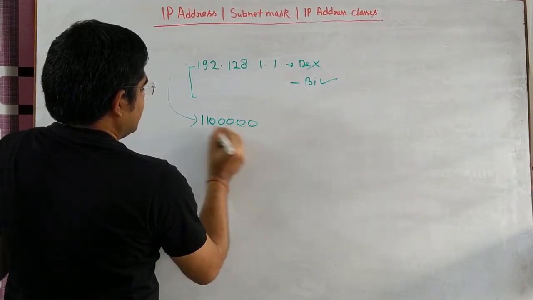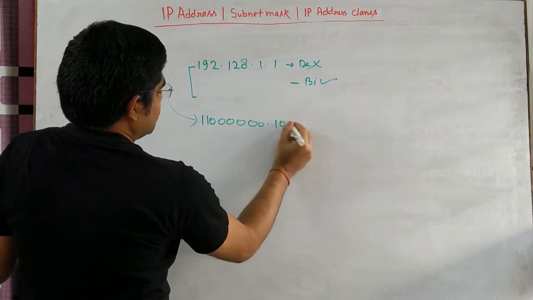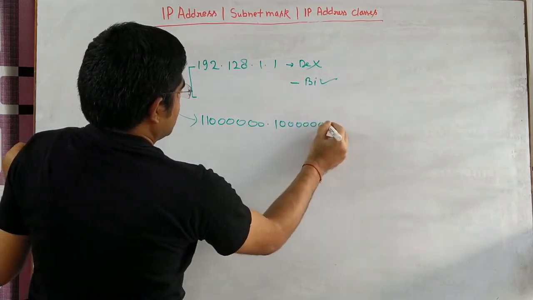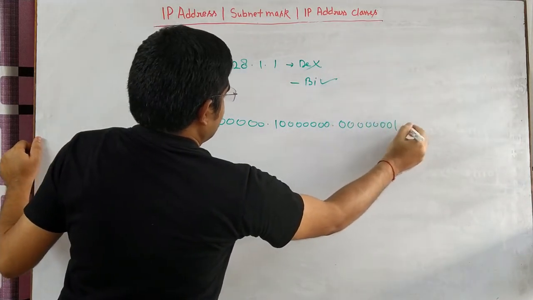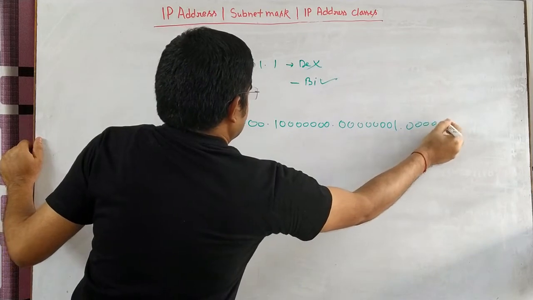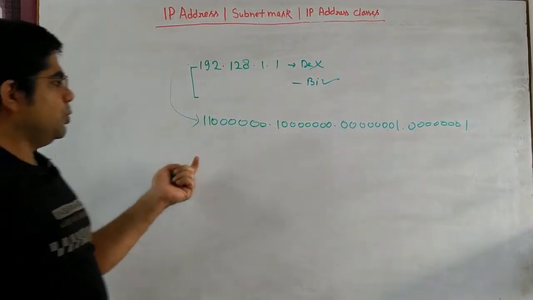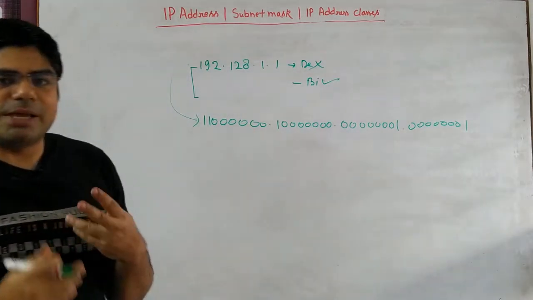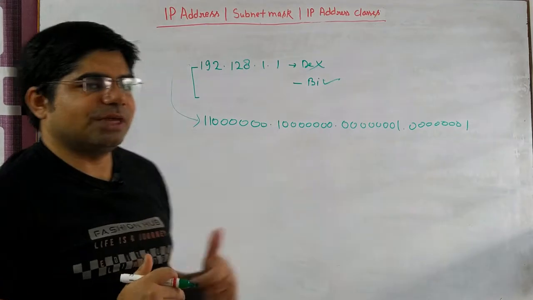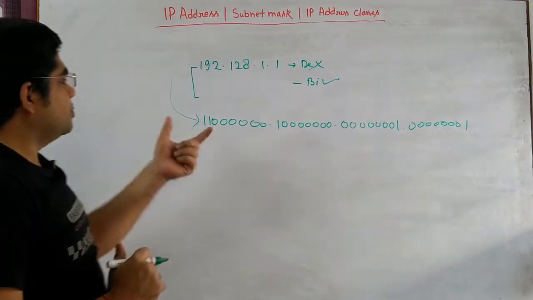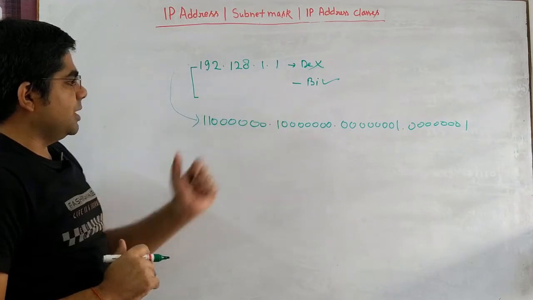If we convert this into binary, it will come like this: 128 means 10000000, 1 means 00000001. So this is the binary conversion of this. If you do not know how to convert decimal to binary or binary to decimal, you can search for it or you can watch our video where we have explained these things. Okay, so this is the binary number.